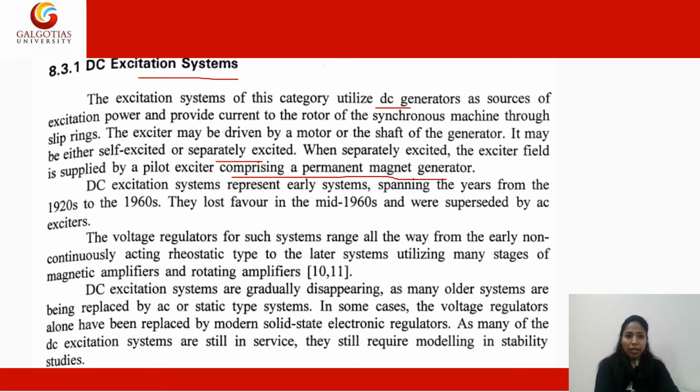In the early days, from 1920 to 1960, the DC excitation system was used, but in the mid-1960s it was replaced by the AC excitation system. So AC excitation systems were in demand at that time. Now we still have some systems with DC excitation, but in many others the excitation system has been replaced by the AC excitation system.